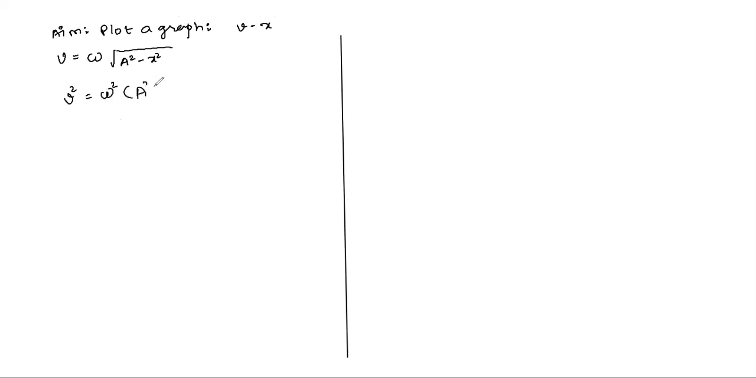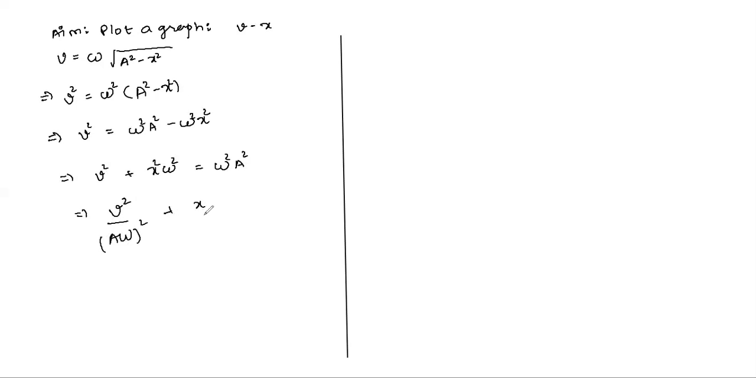So we can write the equation v is equal to omega under root of a square minus x square. What is our aim? Our aim is to plot a graph between v and x. So now let's think. Let's say we'll write this as v square is equal to omega square times a square minus x square, right?